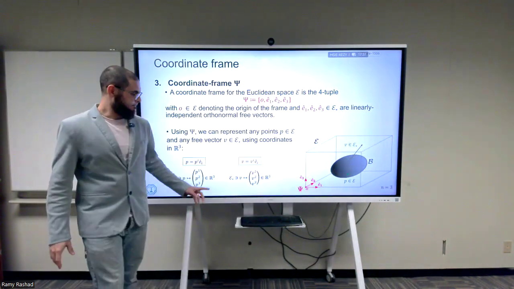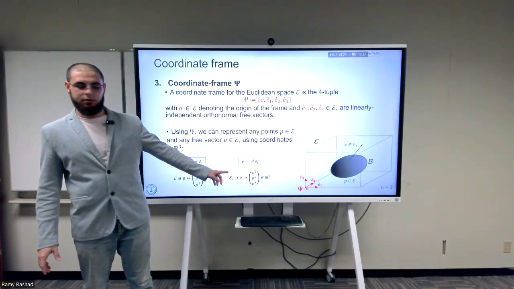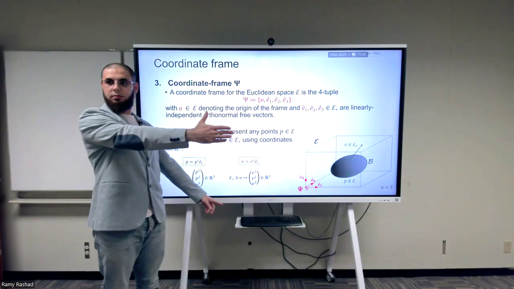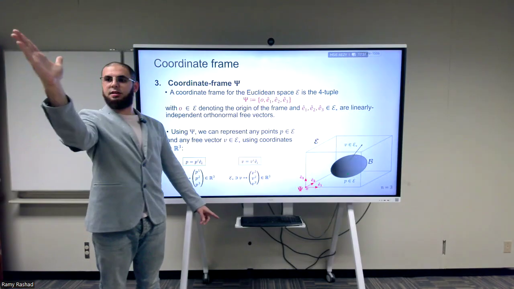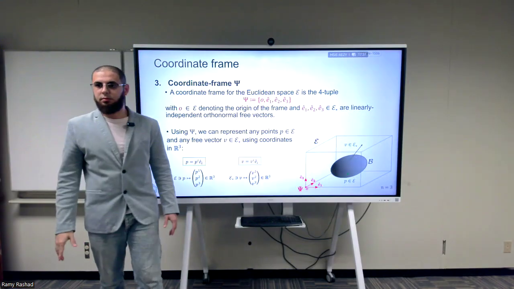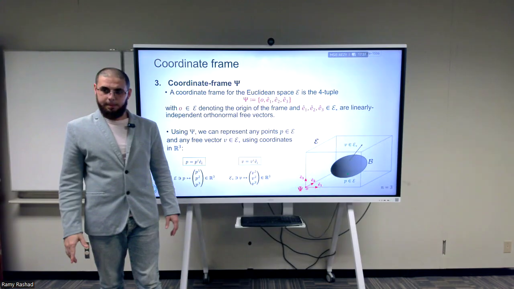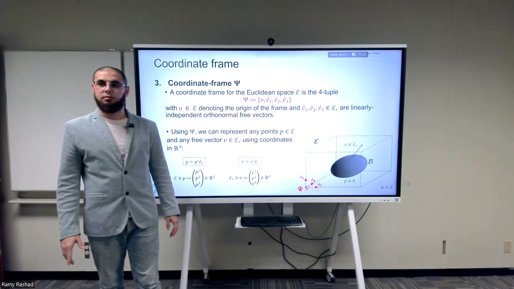Yeah? The 3 vectors, the V is the direction. This direction, that direction, this direction. Something from the origin. Yeah? What origin? That you chose.